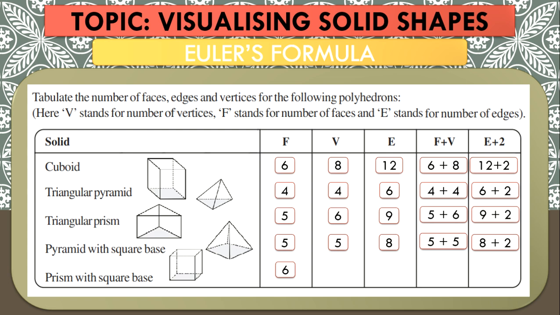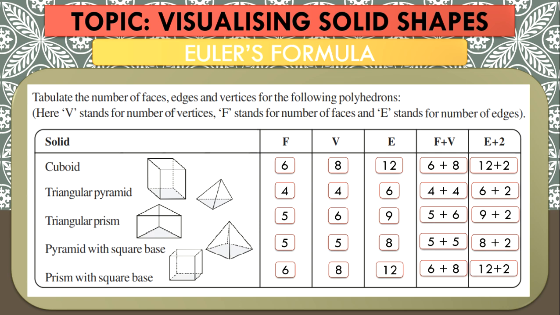Let us see the last one, prism with square base. So it is nothing but a cube. 6 faces, 8 vertices, 12 edges. So f plus v is 6 plus 8, e plus 2 is 12 plus 2.